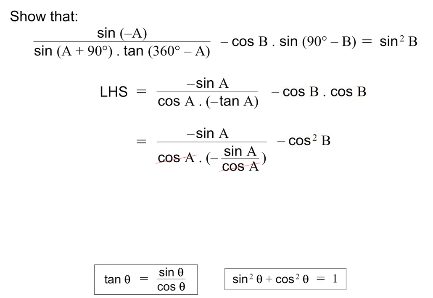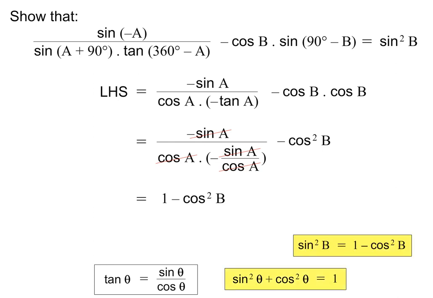Cos A cancels out cos A, and sine A cancels out sine A. This simplifies to 1 minus cos squared B, which is just the square identity written in a different way. In other words, we can write sine squared B in the next line of working. This is exactly what we are looking for, and our proof is complete.